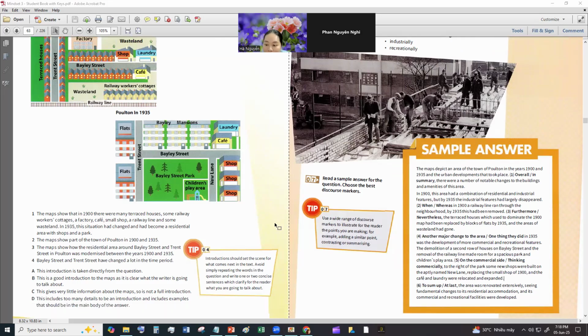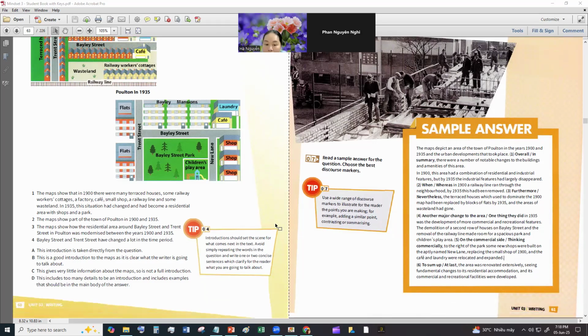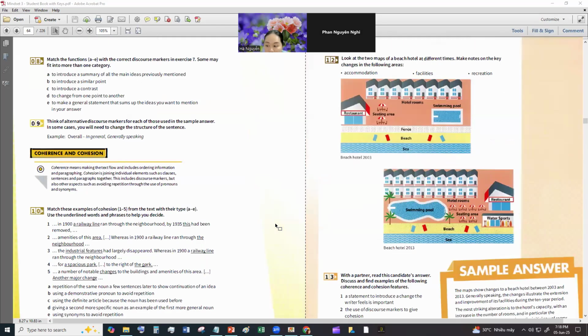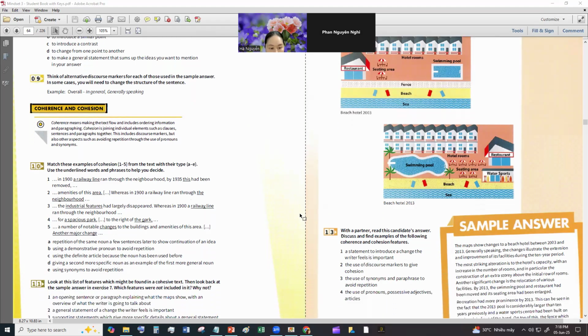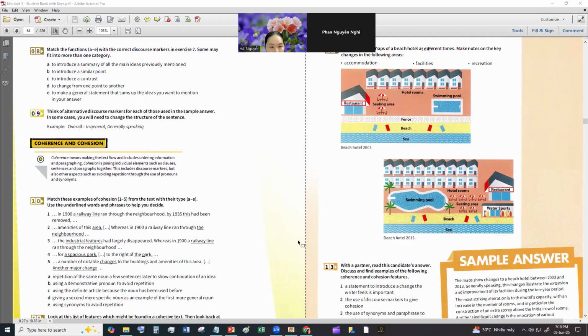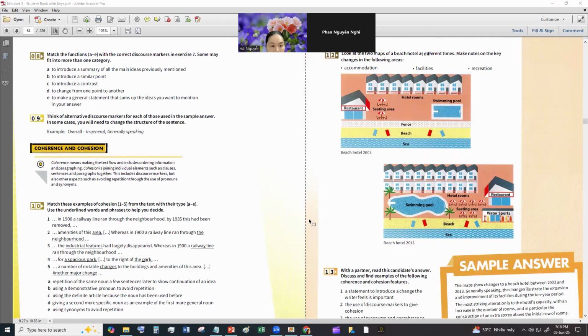Okay, so for exercise 7, we learned some discourse markers to make our writing more cohesive. We don't have time to finish the writing today, so we'll do that in the next lesson. Let me see which ones are more important for now. Let's do coherence and cohesion because we're talking about that.